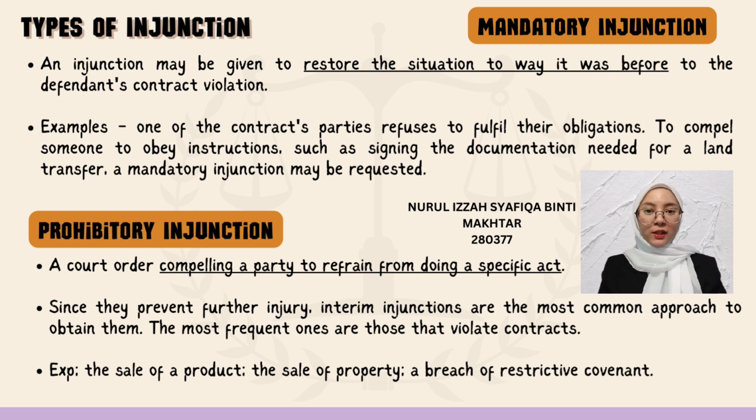Next, mandatory injunction. It functions to put things back to how they were before the defendant's contract violation. An injunction may be granted, for example, in scenarios in which one of the contract's parties refuses to fulfill their obligations. To compel someone to obey instructions such as signing the documentation needed for a land transfer, a mandatory injunction may be requested.